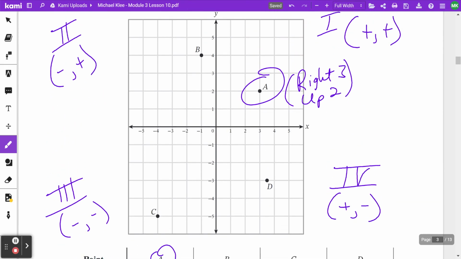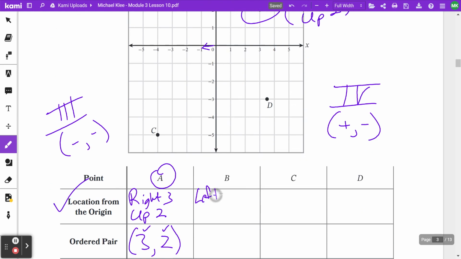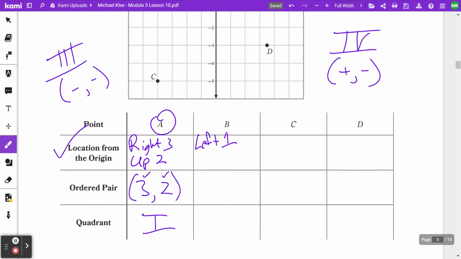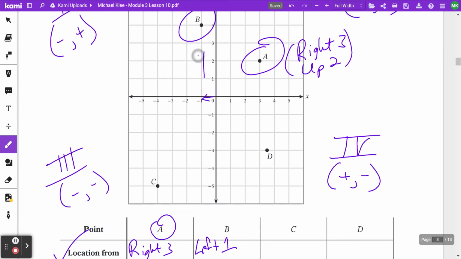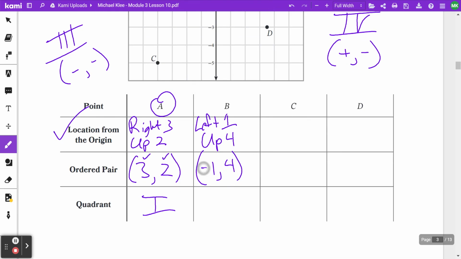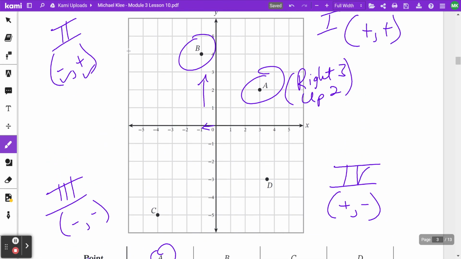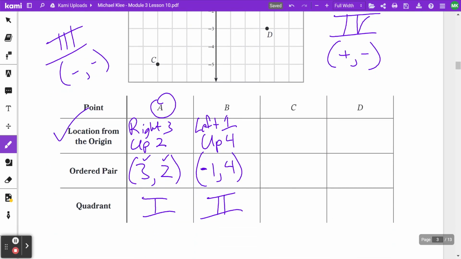And then let's do one more. This guy over here, point B. Well, in this case, I'm headed to the left 1, right? So left 1. And I already know that's going to be a negative. So that's -1. And then I'm going to go up 4. So up 4, and I know that's going to be a positive. Well, if I'm in negative, comma positive land, that must be quadrant 2. Let's see if that matches. There it is. Negative, comma positive, and it is in quadrant 2, and I'm feeling pretty good.